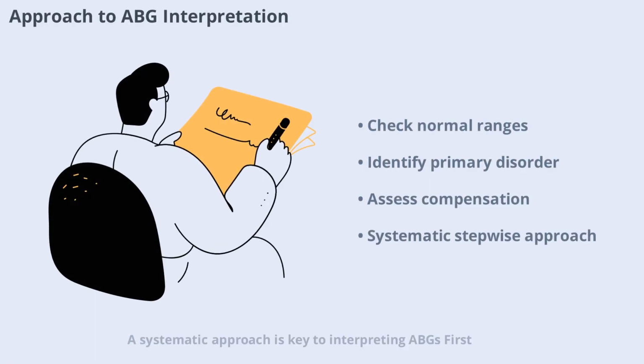A systematic approach is key to interpreting ABGs. First, check if each parameter is within the normal range. Next, determine the primary disorder and whether compensation or mixed disorders are present. Always check the pH first, then PaCO2, HCO3, and finally PaO2. This stepwise method ensures you don't miss important details.